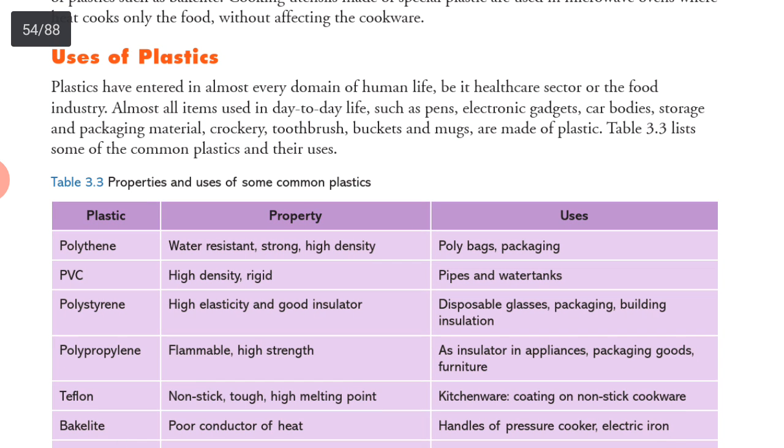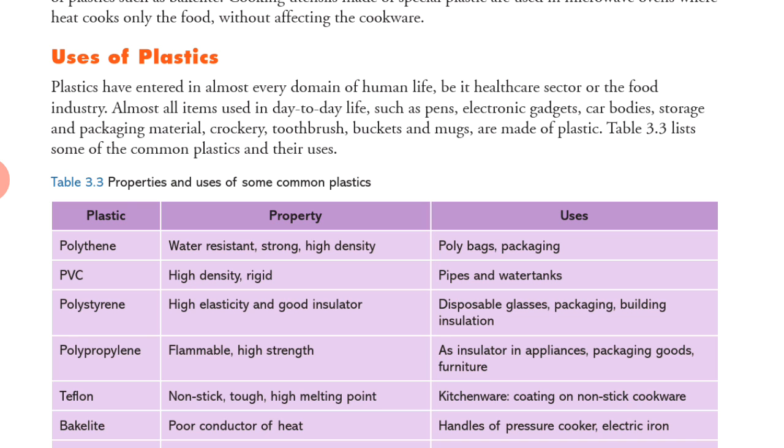Now the uses of plastics: where plastics are used, what are the applications of plastics? Plastics have entered almost every domain of human life, be it the healthcare sector or the food industry. Almost all items used in day-to-day life such as pens, electronic gadgets, car bodies, storage and packaging materials, crockery, toothbrushes, buckets, mugs are made of plastics. The list of some common plastics and their uses is given below.